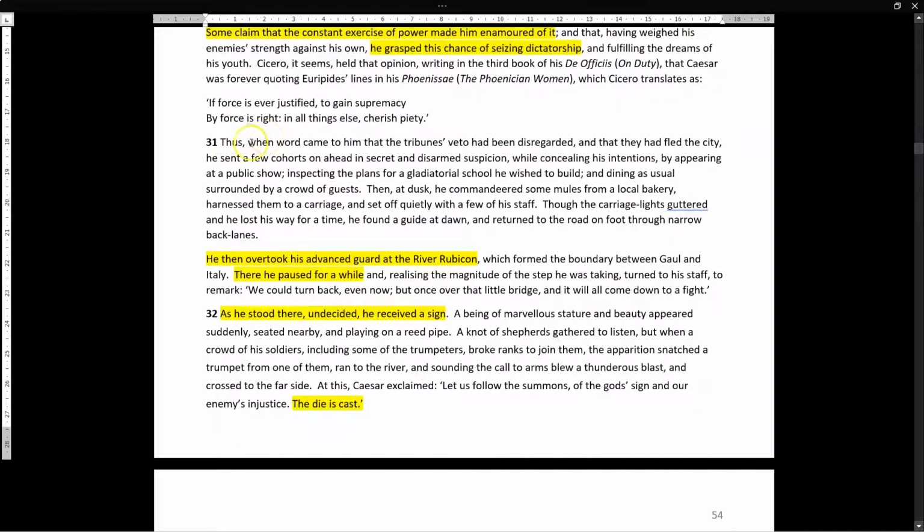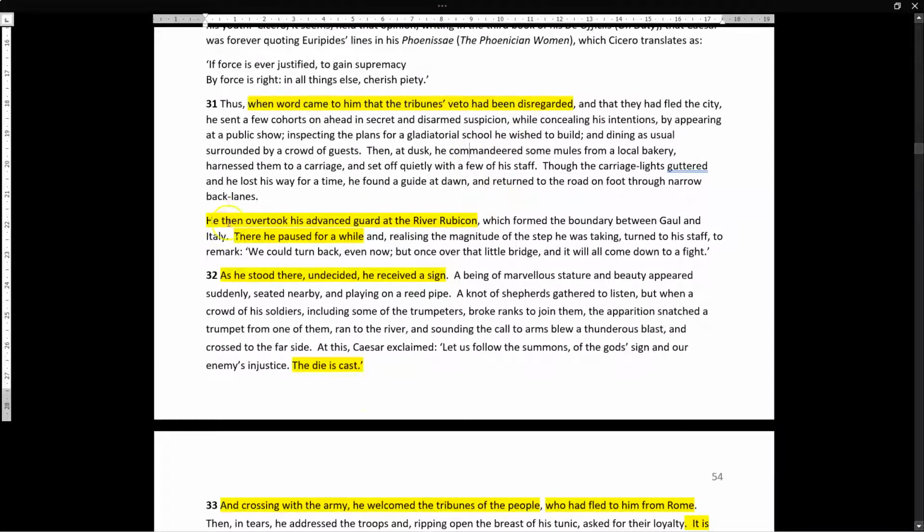So that's fine. So then the veto has been disregarded, so he's unable to stop himself being prosecuted. He then sends in some sort of scouts ahead of him, and he puts on a big show, starts building a gladiatorial school, he's dining, he's doing all this sort of thing to make him look like he's not bothered, and that he's not really trying to come back into Rome at all. However, in secret, he then overtakes his advance guard at the river Rubicon.